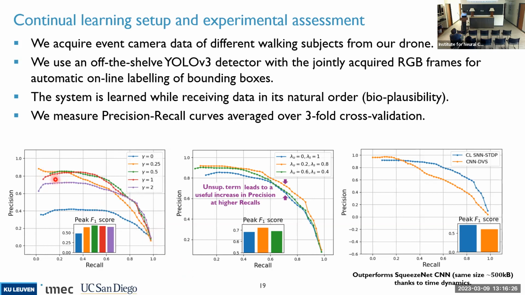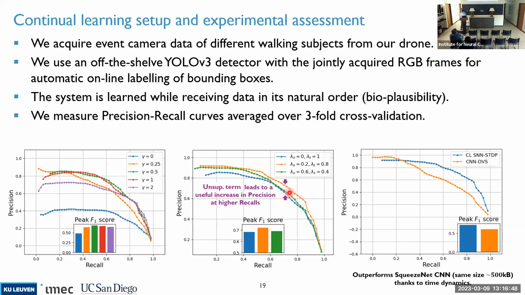What you see here is that the best precision recall curve was obtained with a gamma of 0.5. So it already shows that tuning this gamma parameter has a sensible effect. So we tuned gamma to 0.5 and then left it at that.